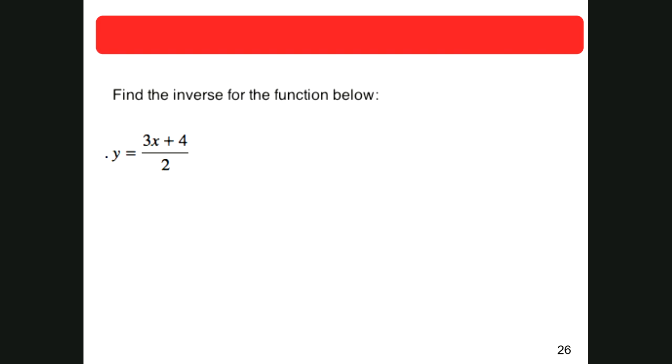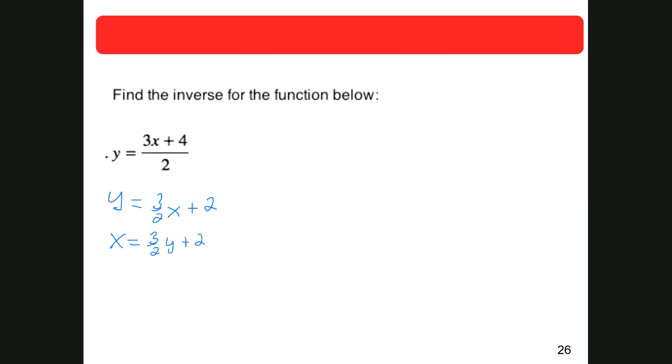It says find the inverse function, or find the inverse of the function. Okay. Now I would rewrite this as y is equal to 3/2 x plus 4 over 2, or just 2. It's much easier than having it written out like this, because that 2 goes to both terms. So now if I'm going to rewrite it as an inverse, I just flip-flop the x and y, and then solve for y.